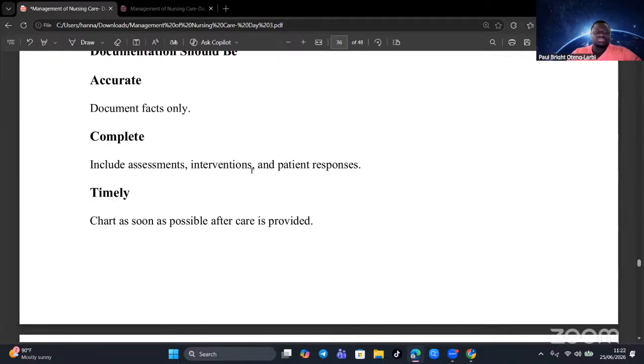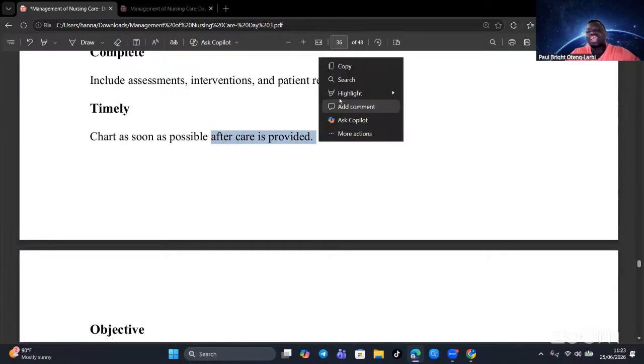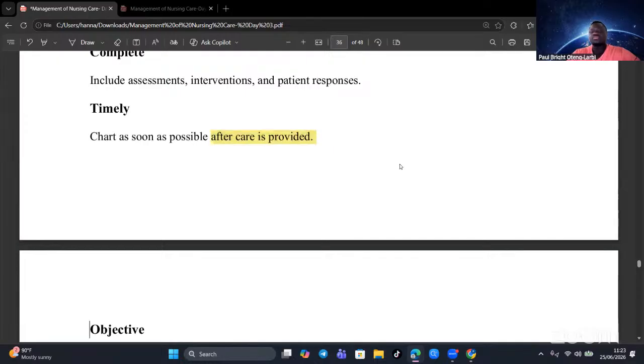The patient's responses are very important. Then timely: chart as soon as possible after care is provided, not before care. After care is provided. Patient care comes first. That's the point. Take notes.